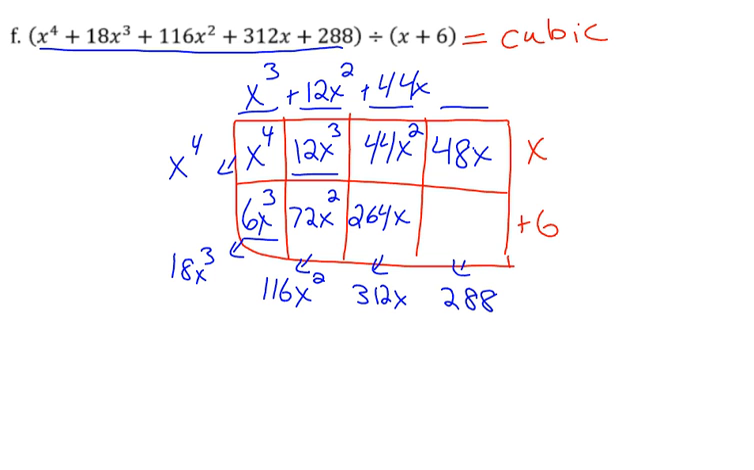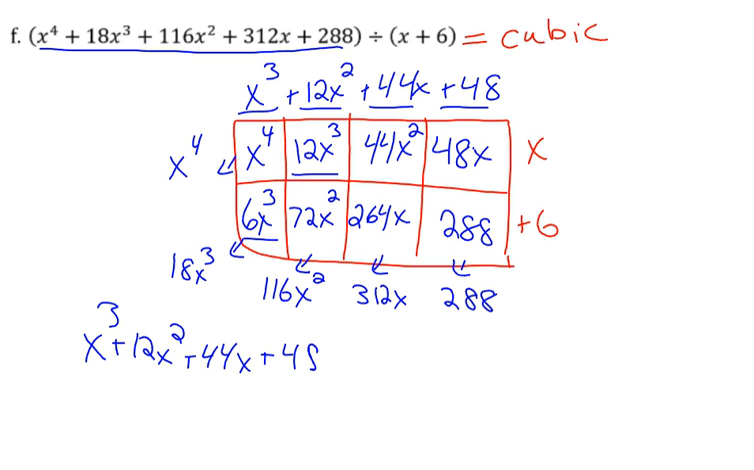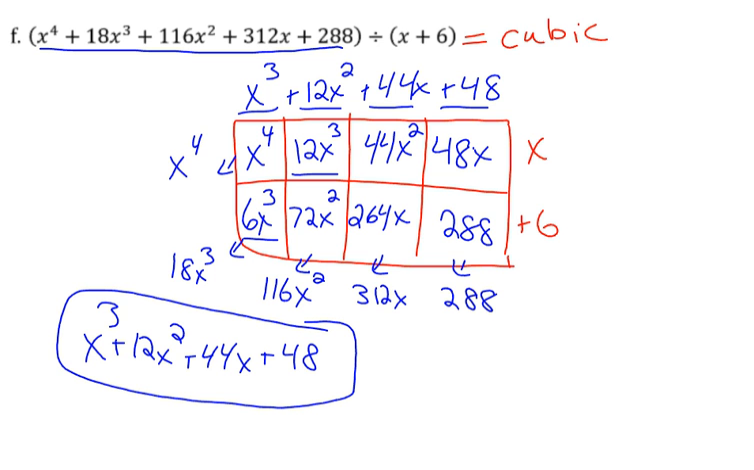What times x gives me 48x? Well, plus 48. Is 48 times 6 what I want it to be? I get 288. I want 288. So I don't have a remainder, so this quotient is x cubed plus 12x squared plus 44x plus 48. That's the cubic polynomial that you get after you divide those two together. Hope this helps.